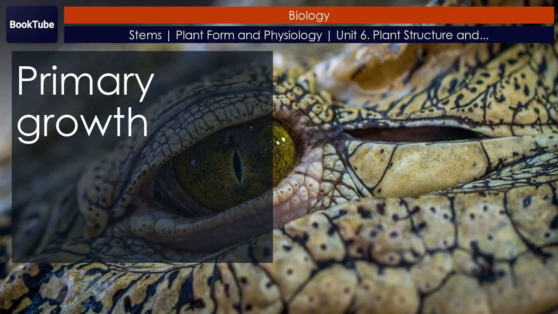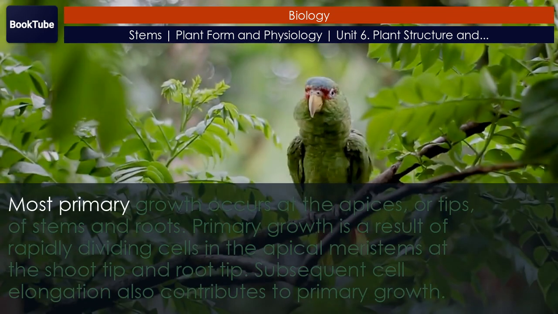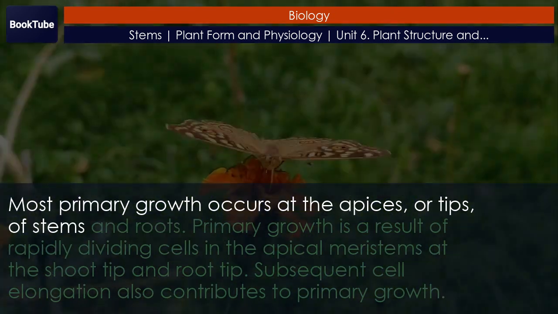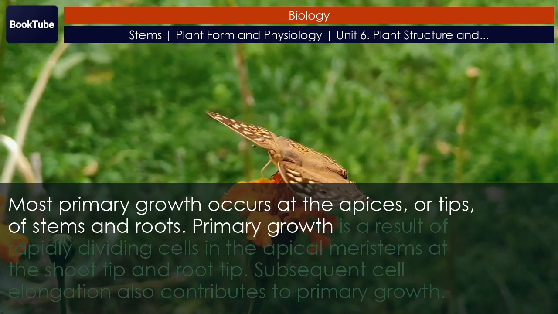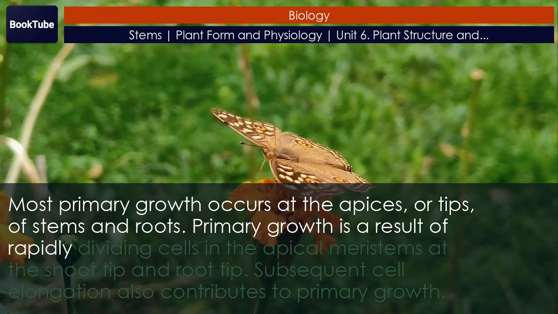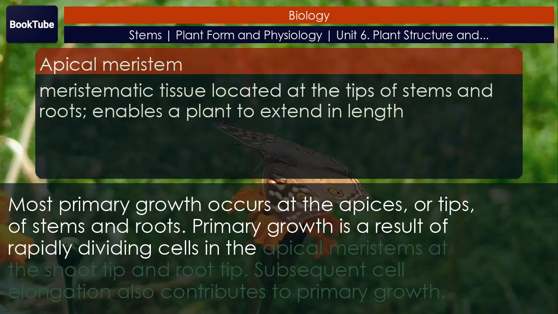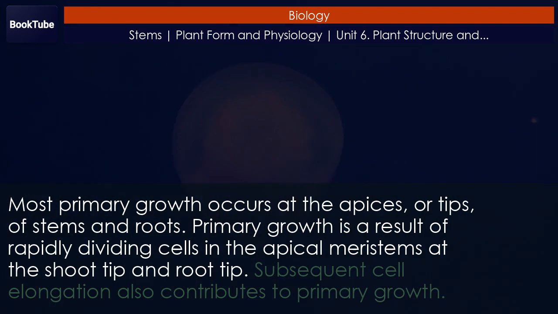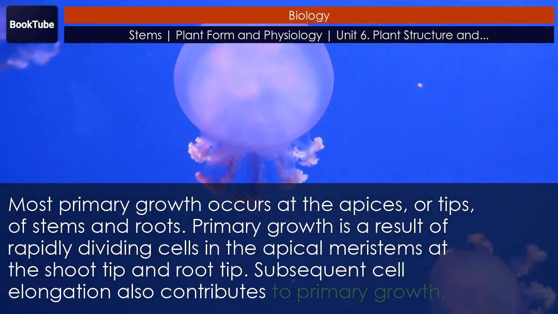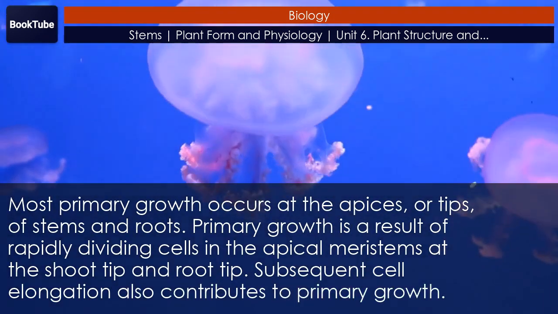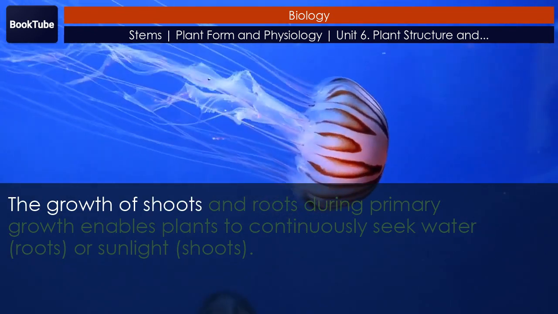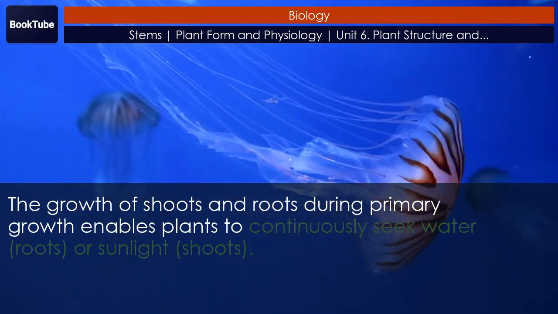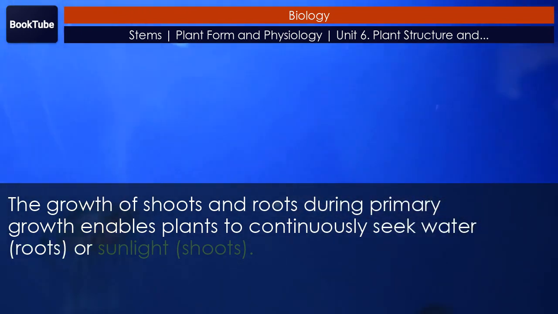Primary growth. Most primary growth occurs at the apices, or tips, of stems and roots. Primary growth is a result of rapidly dividing cells in the apical meristems at the shoot tip and root tip. Subsequent cell elongation also contributes to primary growth. The growth of shoots and roots during primary growth enables plants to continuously seek water, nutrients, or sunlight.